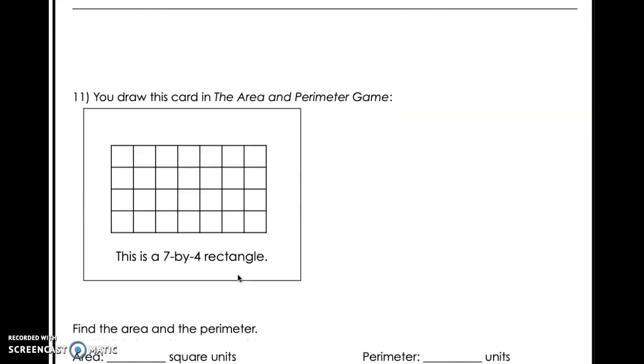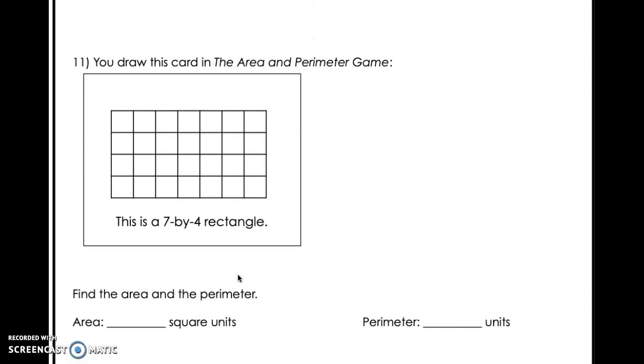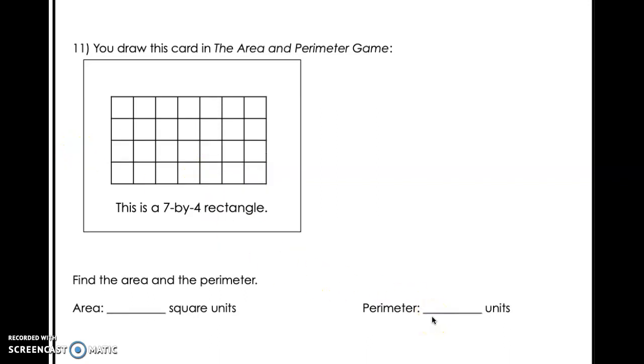Now, you draw this card in area and perimeter. So right here, they want you to write the area. Area is the inside, so you can count, or you can go 4 times 7 and get the area. Perimeter, you count the outside. So you can go 7 plus 7 plus 4 plus 4 and get the perimeter.